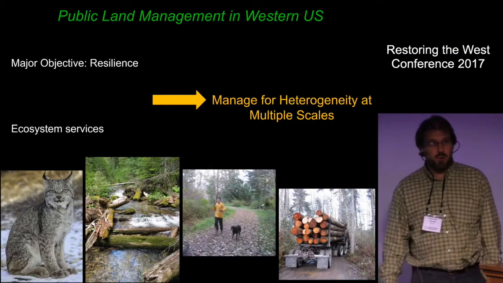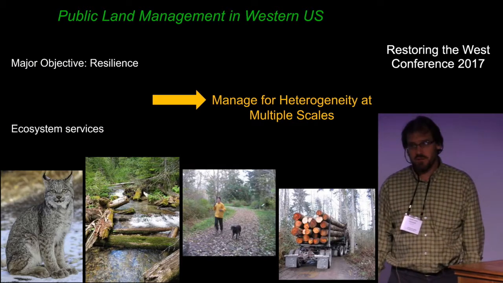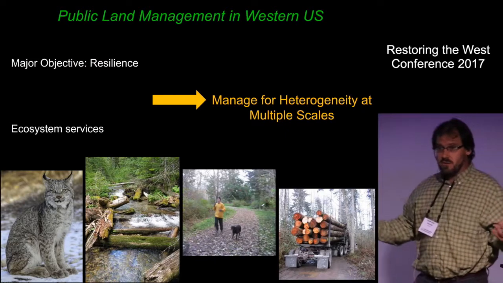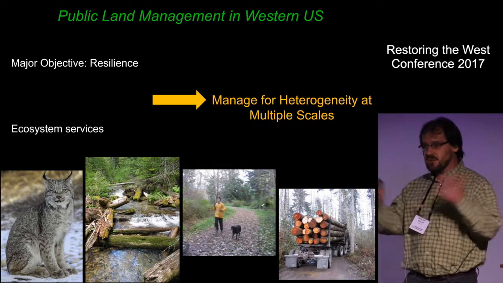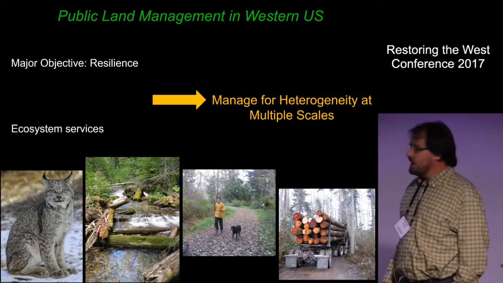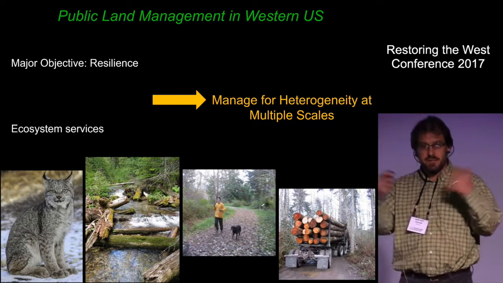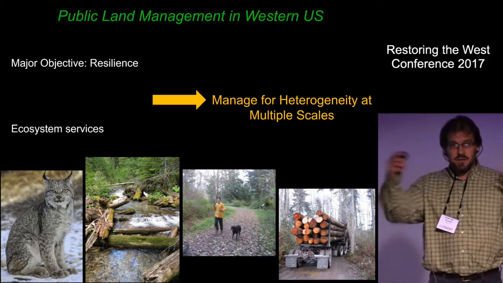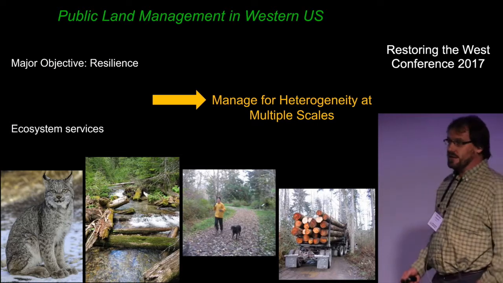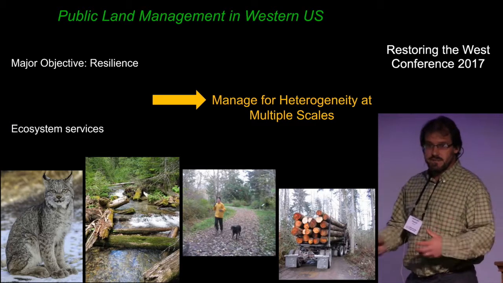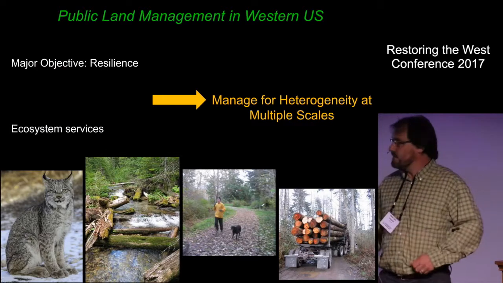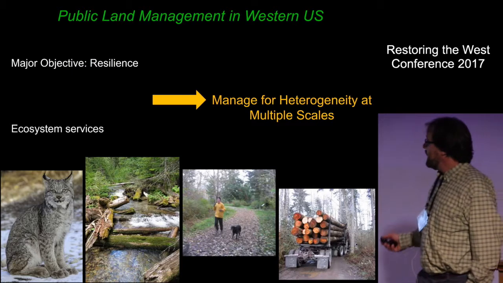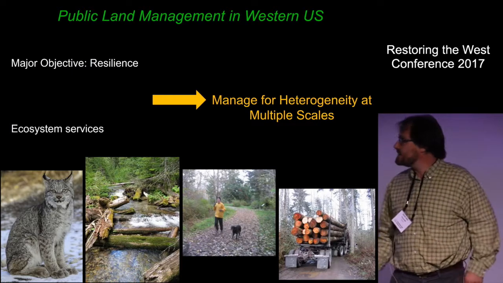I'll start by saying I think it's been pretty well established in forest ecology and management that when we think about restoring resilience, this catch-all phrase that we use now, and ecosystem services, this array of things that we're managing for, and we want to do this at a large scale, this idea of heterogeneity and variability is important. It's an important part of the way these ecosystems function. And we need to think about that at a variety of spatial scales.